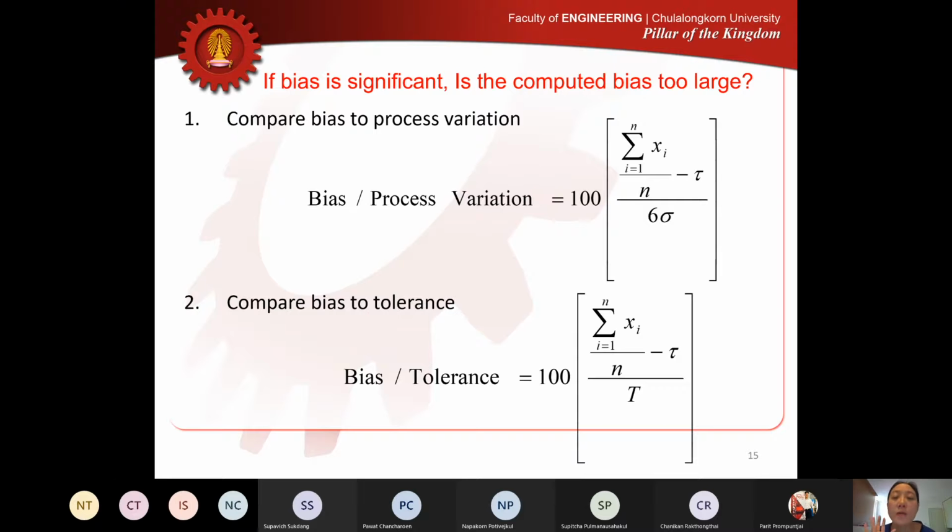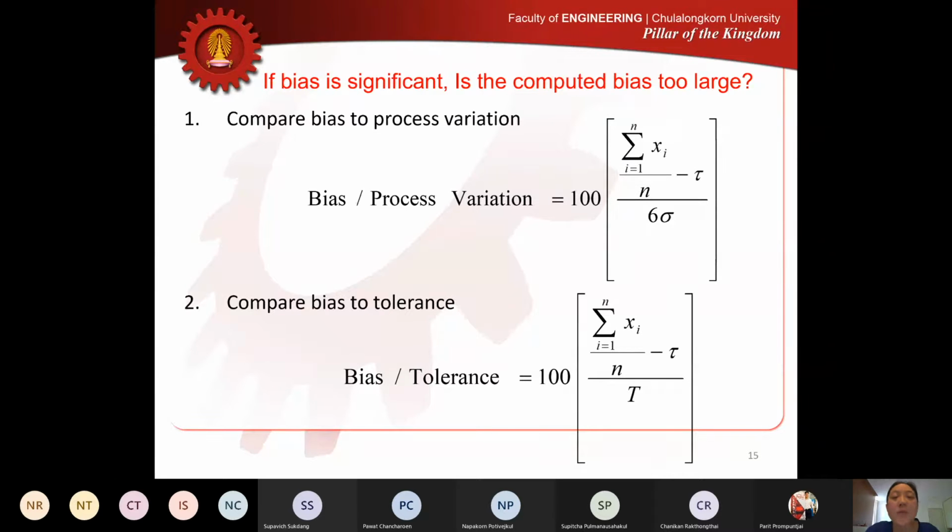So if we pass the first indicator, for example, the criteria is 5%, and the bias to process variation is 3%, we will accept the accuracy of the system, even if the percentage of bias compared to the tolerance is greater than 5%, for example 8%. We will accept this measurement system anyway, because the bias to process variation is only 3%, which is less than 5%.